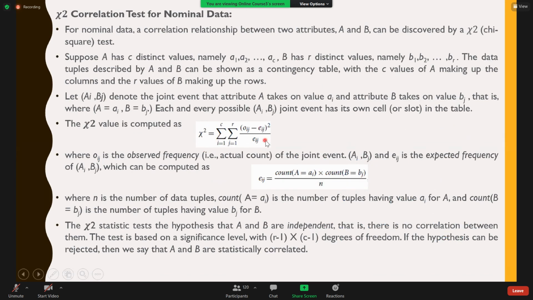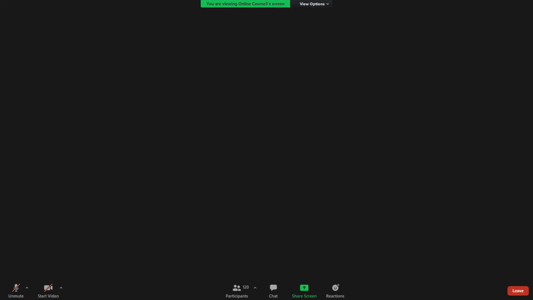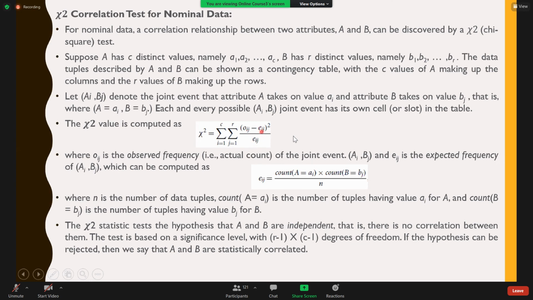So this is the formula for calculating the chi-square value. This is the difference between observed frequency and expected frequency. O_ij minus E_ij gives the difference. So we'll find out the squares. Once we get this observed frequency and expected frequency, we can easily calculate this chi-square value.